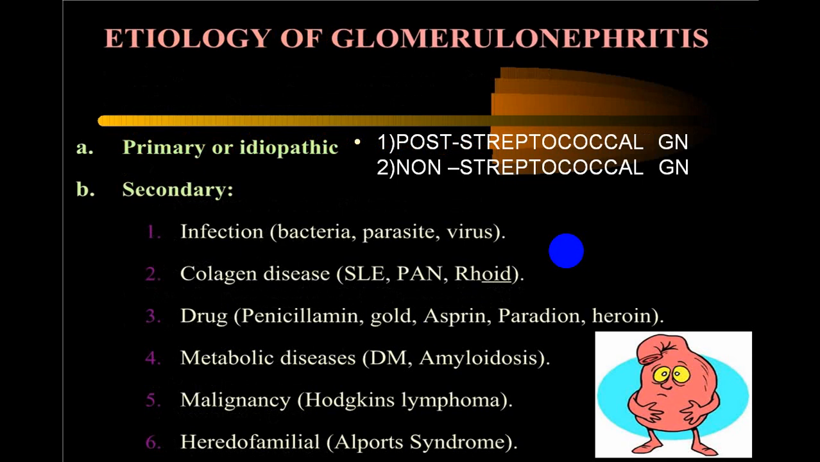Etiology wise, we divide into two big groups: primary, or idiopathic, which can be post-streptococcal or non-streptococcal. Secondary, we divide into infections, collagen disorders, drugs, metabolic, malignancy, and heredofamilial. In heredofamilial, Alport syndrome. In infection, bacteria, parasites, viruses. In collagen disorders, SLE, periarteritis nodosa, rheumatoid arthritis. Drug-induced: penicillamine, gold, aspirin, heroin, etc. Metabolic disorders: diabetes and amyloidosis. And in malignancy: Hodgkin's, multiple myeloma, and other varieties of lymphomas.